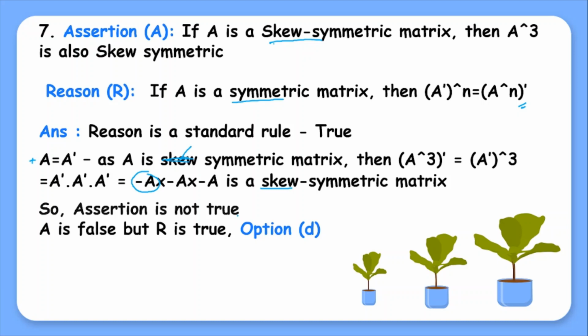If A is skew symmetric, then A cube is also skew symmetric. Yes, (A cube) the whole dash is equal to (A dash) whole power cube. Yes, it is correct only. It is getting minus A only. If A cube is equal to minus A the whole cube, minus A cube only, no?